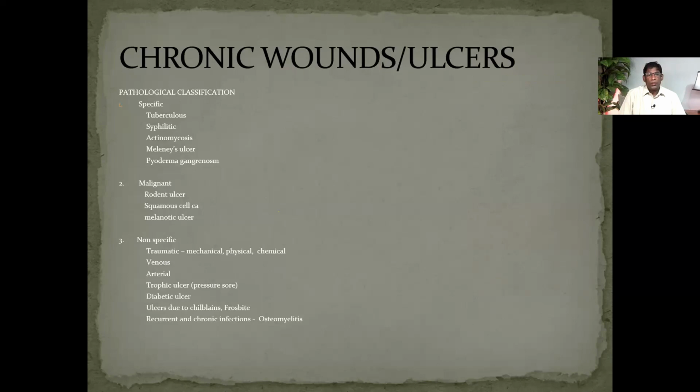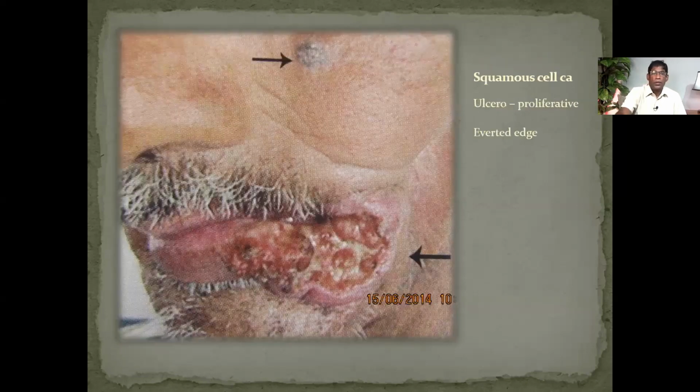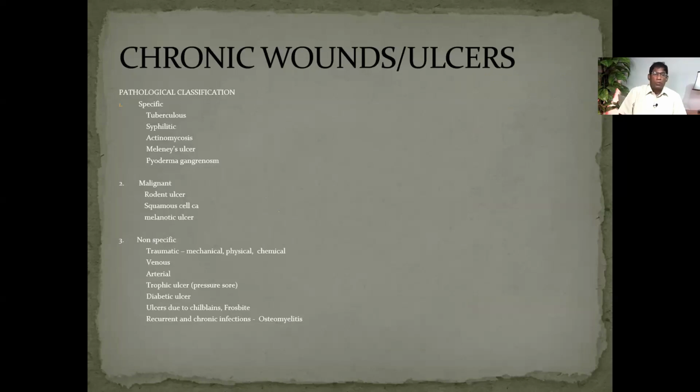Next stage is malignant ulcers. So if you see the next slide, you can see a rodent ulcer, where there is a raised and beaded edge. So you may mistake this for a normal ulcer, but it is a malignant ulcer, basal cell carcinoma. Here you can see there is a proliferative appearance in the middle, or the base of the wound, with a raised or everted edge. So this is squamous cell carcinoma. In melanotic ulcers, you get pigmentation with the malignant features.